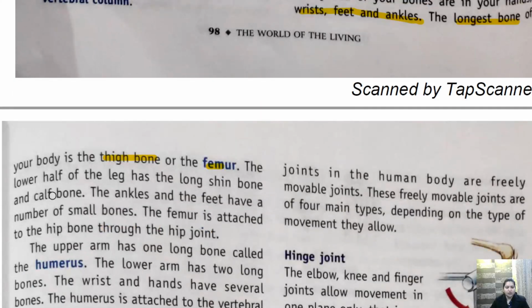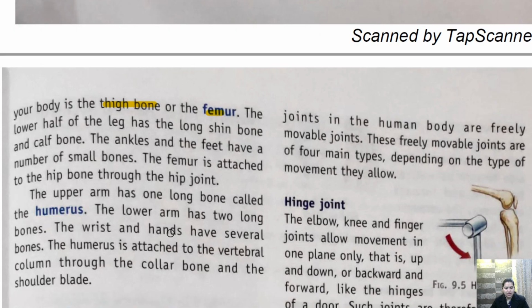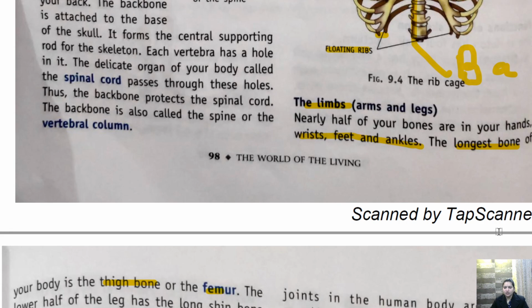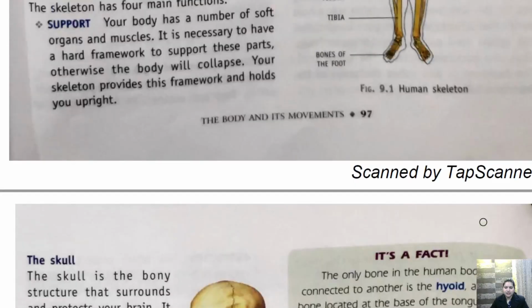Okay. Then the lower half of the leg has the long shin bone and the calf bone. The ankles and the feet have a number of small bones. The femur is attached to the hip bone through a hip joint. So that we will study. If we talk about arms, the upper arm has one long bone called humerus. The lower arm has two long bones. The wrist and the hands have several bones. Humerus is attached to the vertebral column through a collarbone and the shoulder blades. Okay. So I think it is clear, children.